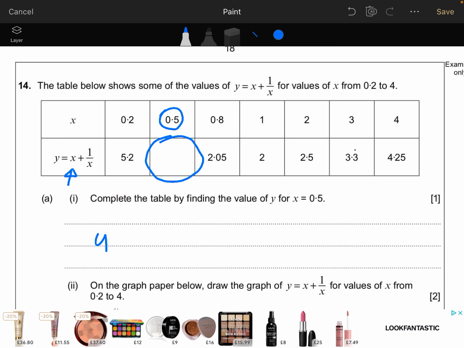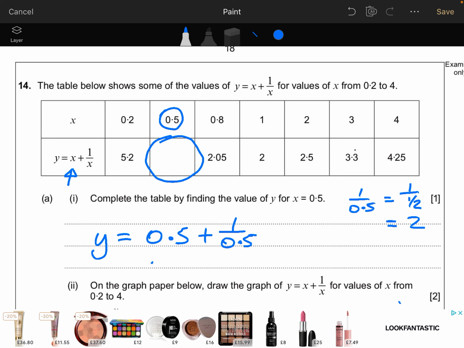So I'm going to start off with y equals x plus 1 over x. The x value is 0.5 and we're adding 1 over 0.5. Okay, 1 over 0.5 is the same as 1 over a half, and that is equal to 2. How many 0.5s are there in 1? Well, there are 2. How many halves are there in 1?